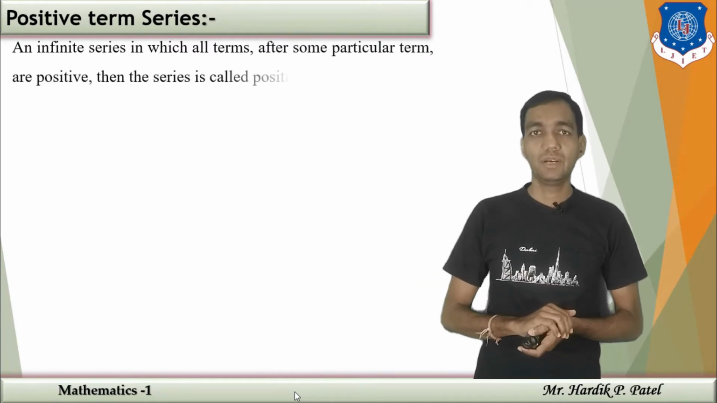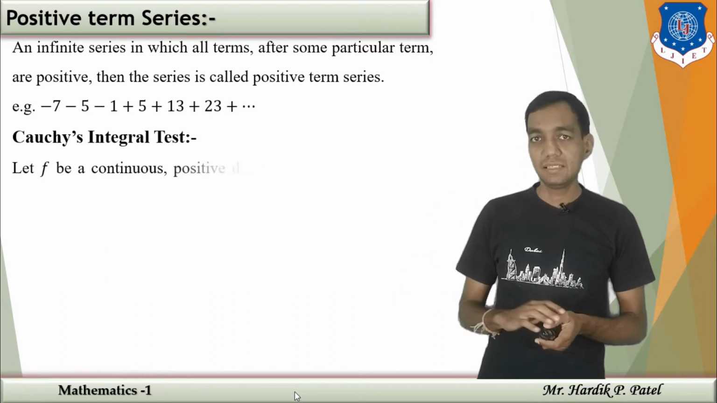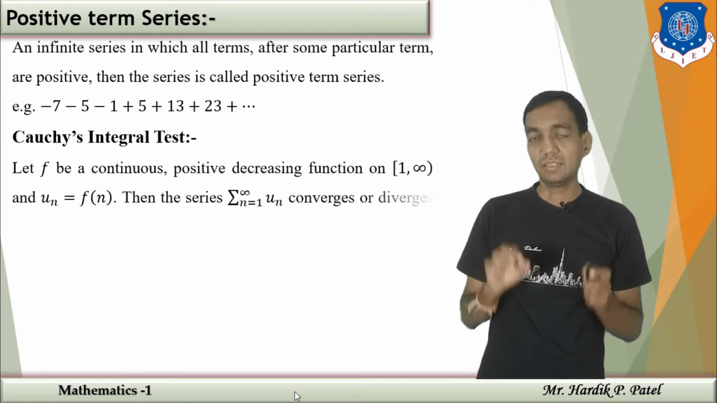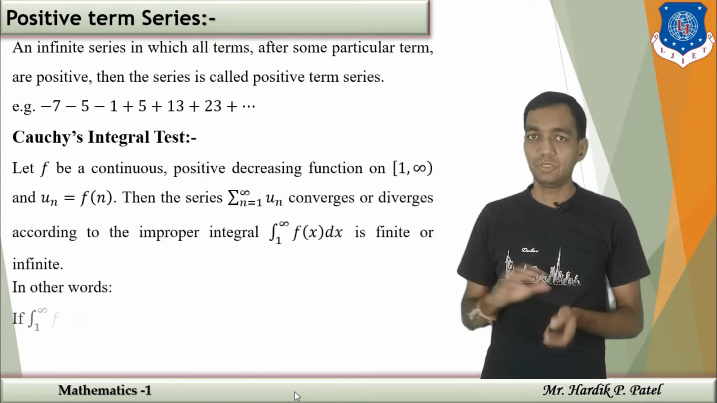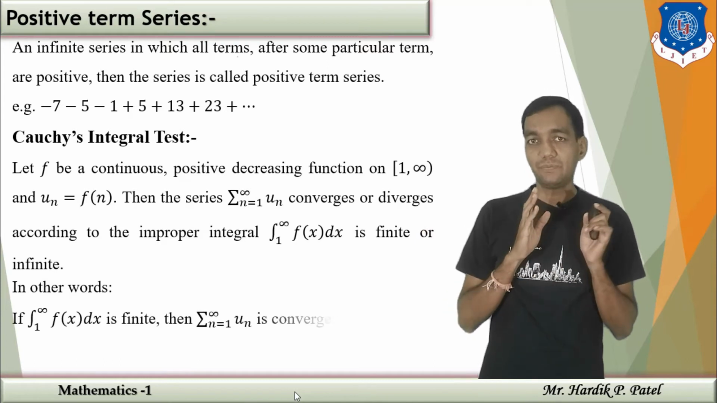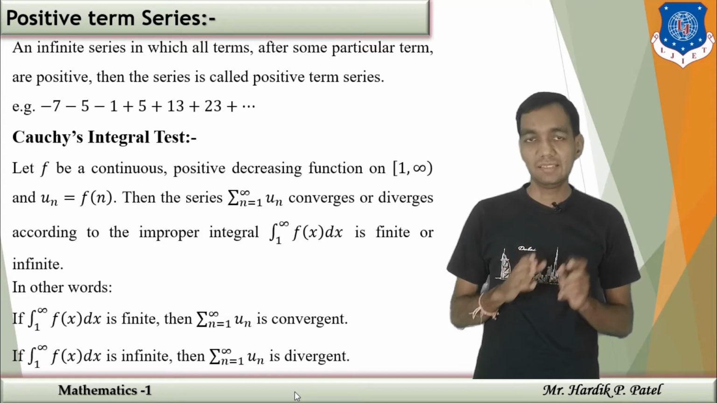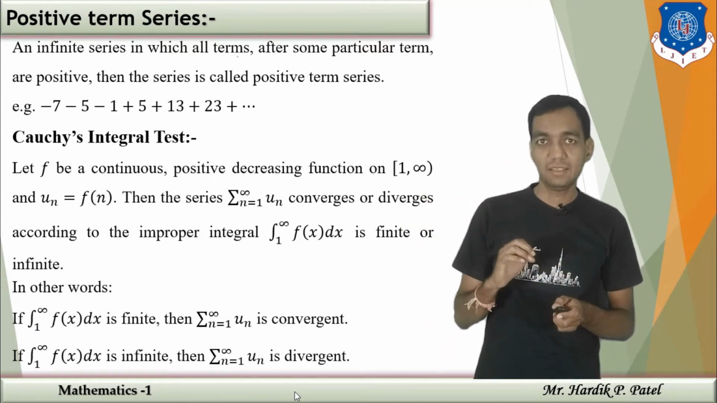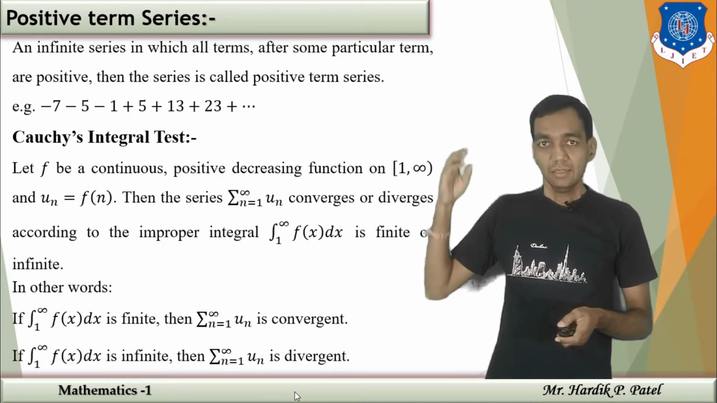Now we are going to define the positive term series. An infinite series is said to be positive if in the series all the terms after some particular term are positive. That means if some finite terms at the start are negative and then all the terms after are positive, then the given series is said to be a positive term series.